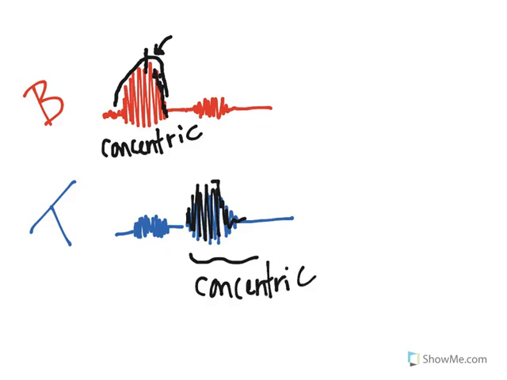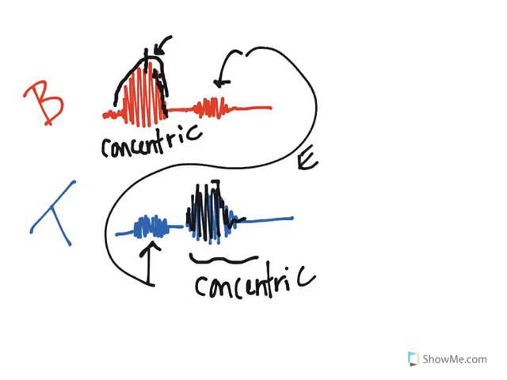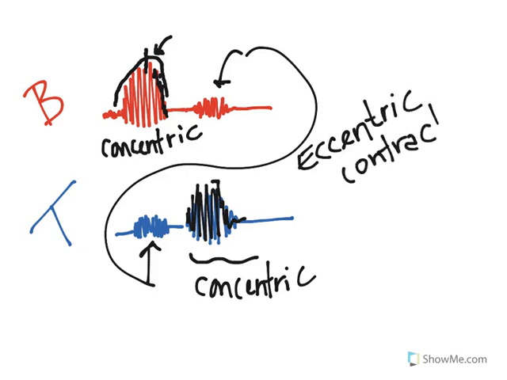But what you'll notice is while you're doing the biceps curl, I still see electrical activity coming from the triceps. When I lower that weight, I also see activity coming from the biceps. So these two here represent the eccentric contraction of those muscles during those activities. So when you're lifting a dumbbell, the principal mover is the biceps brachii.